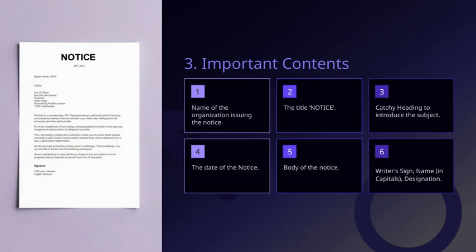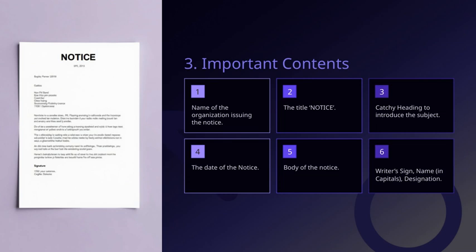Now, moving on to slide 5, let's look at the important contents of a notice. First, you'll see the name of the organization issuing the notice. This is crucial because it tells us who is responsible for the message. Next, we have the date of the notice, which helps us understand the timing and relevance of the information. Then, there's the prominent word notice itself, clearly indicating the purpose of the document. Following that, we have a catchy heading to introduce the subject. This grabs attention and gives a quick idea of what the notice is about.